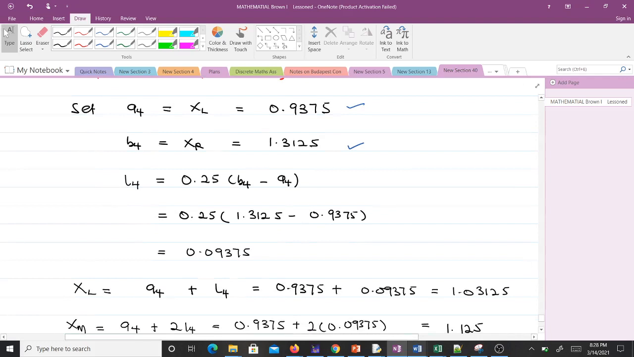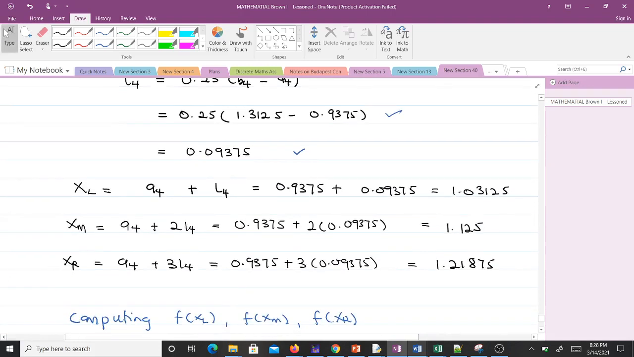So we then compute L4, and L4 is given by 0.25 times B4 minus A4. Making substitution, we will have this, and computing this gives us 0.09375. So we then have to find XL, XM, and XR. So there's the formula for XL. When you make substitution, you get this. Computing XM gives you this, and computing XR gives you that.